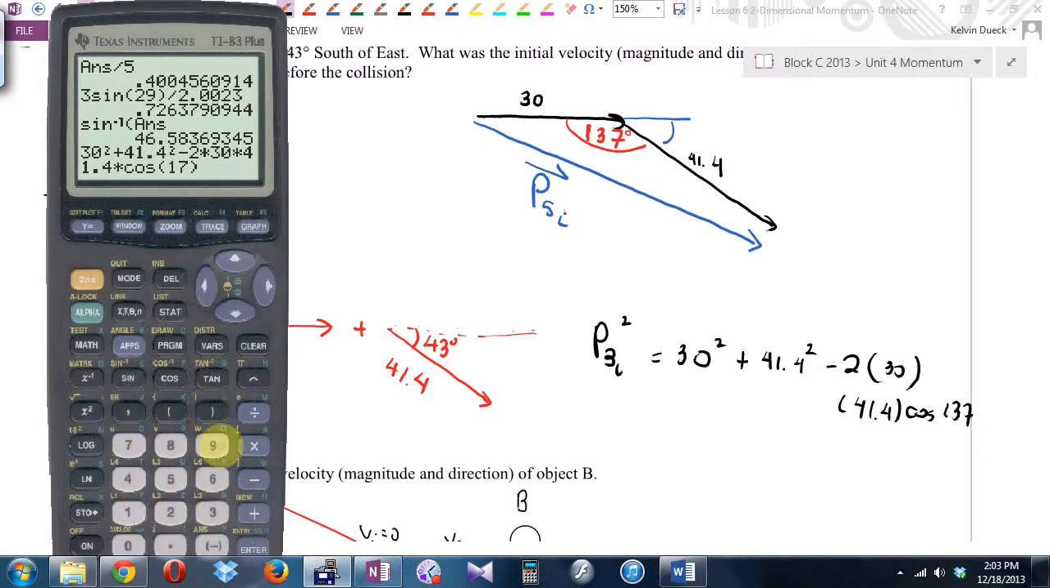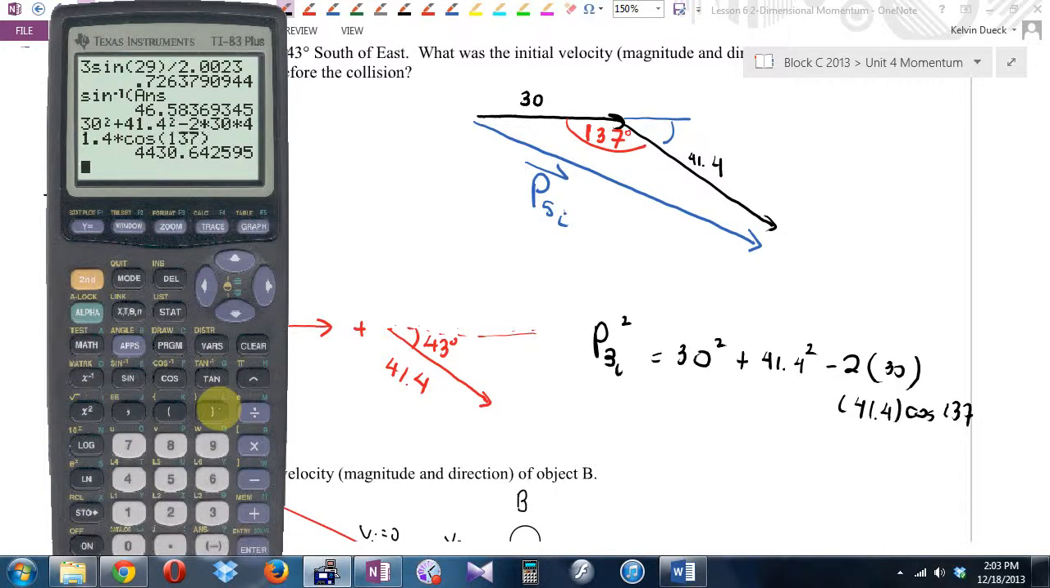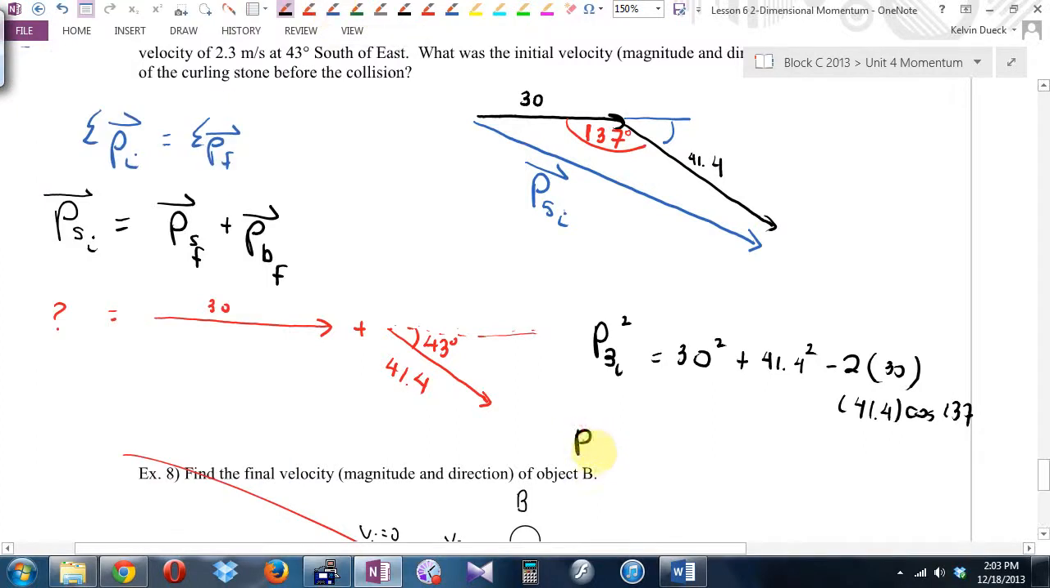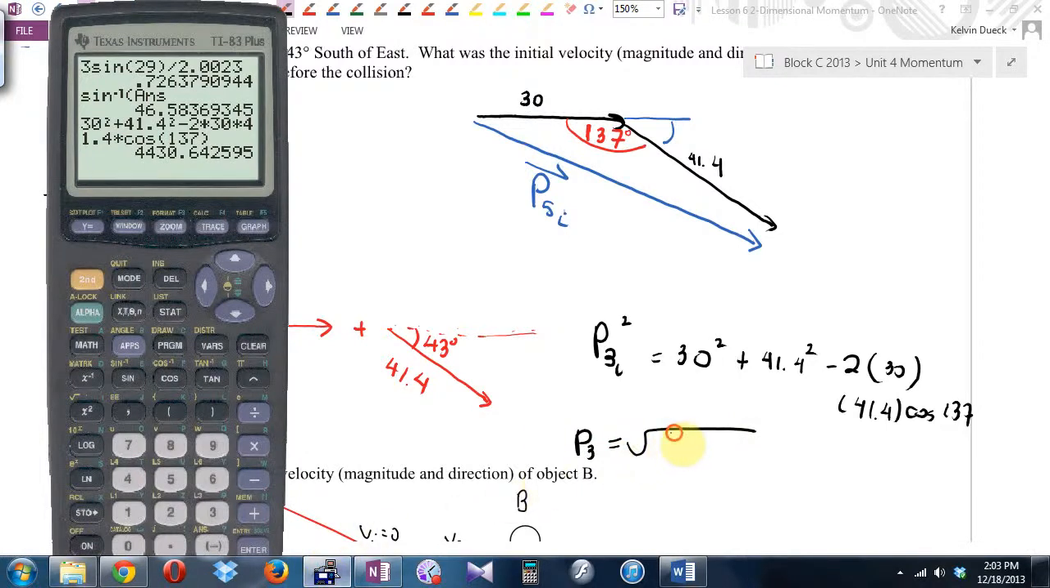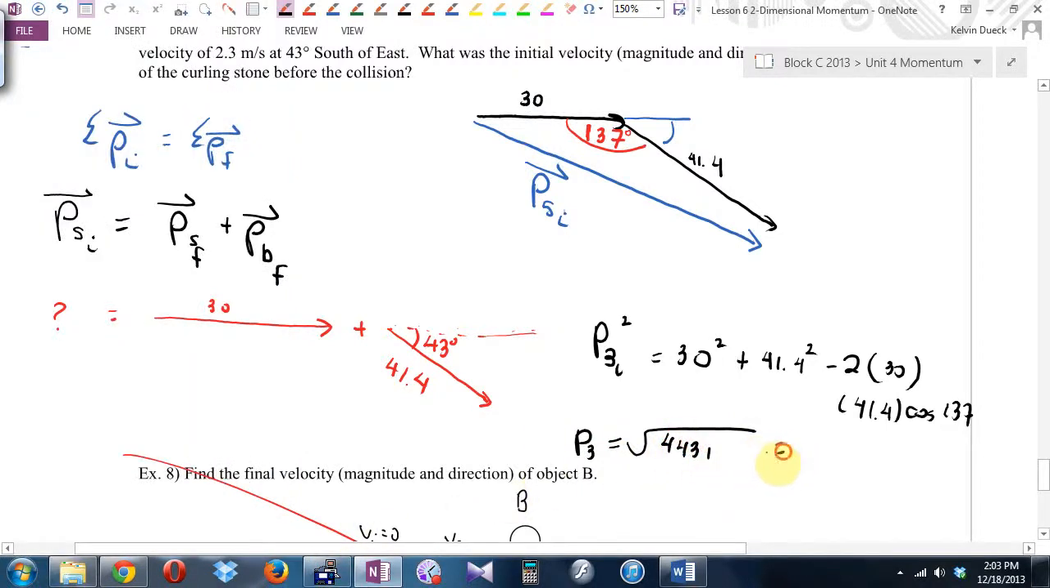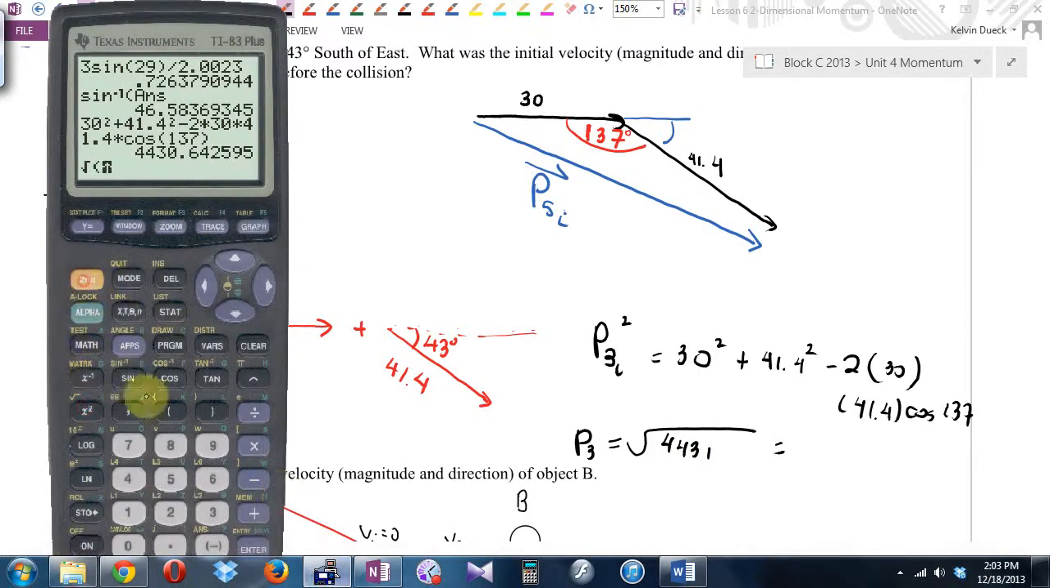That didn't feel right. Cos 30, okay, 30 squared plus 41.4 squared minus 2 times 30 times 41.4. Oh, okay, I think that's right. Is the momentum of object 3 4,000? Sorry, is the velocity of object 3 4,300? Sorry? Square root. I'll even write it down, 4430, 4431. I'll square root my more accurate value. 66.563.